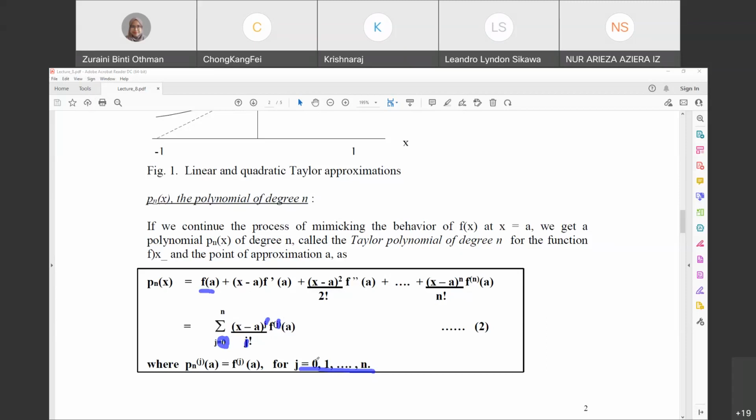And if we replace with 1, you will get F prime 1, pembezaan peringkat pertama. J is also 1, so that's why we put this. And J, apa ni, factorial J factorial will be 1 factorial. Ni factorial kan? Okay, so it is 1. Okay, tu sebab dapat ni.